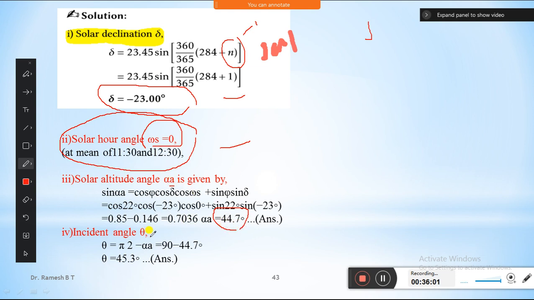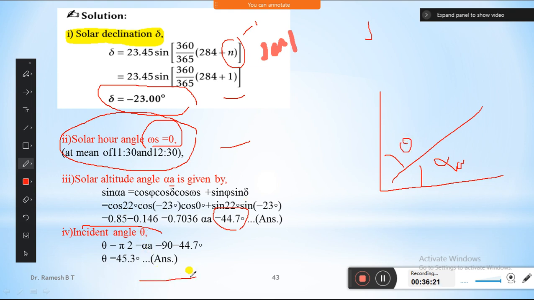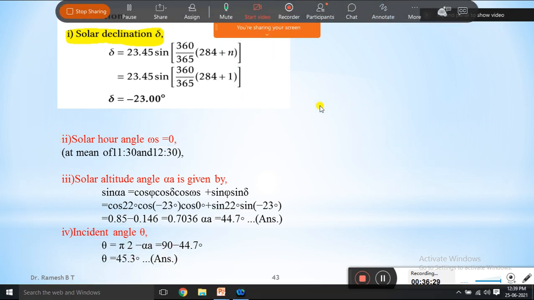And to find out the incident angle, 90 minus that. This is the solar latitude angle, given by alpha A, and the total is 90 degree. If you do 90 minus this, it will give the incident angle, that is theta. The theta value is 45.3 degree. The theta value is 43.3 degree.